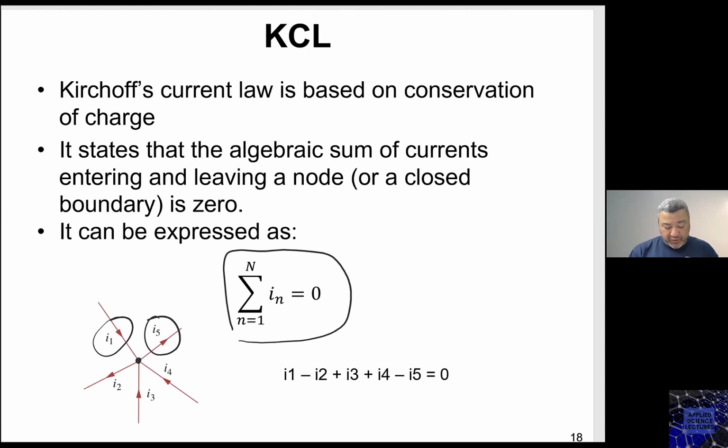So if I take one of the conventions, let's assume that currents entering the node are positive. In this case, I will write I1 as positive, I2 as negative, I3 as positive because it's entering, I4 again entering as positive, and I5 is leaving as negative. So this is how we write the KCL equation for any node. It creates a relationship between the currents that are sharing that same node.